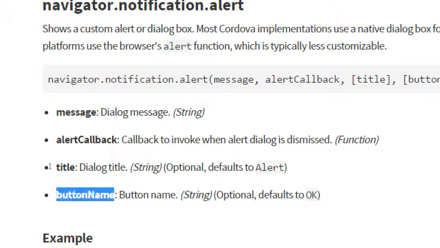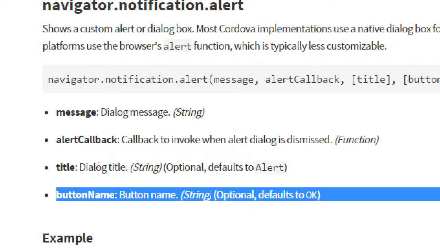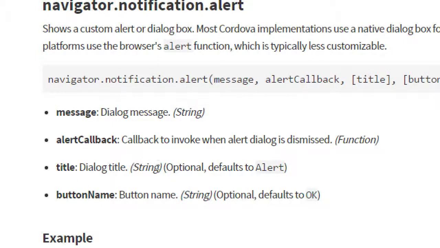And then we can actually change the name of the button. This is a string, so it's text or numbers. If we don't write anything there, it'll automatically say OK. If we instead want it to say got it, well, we just add that extra option.